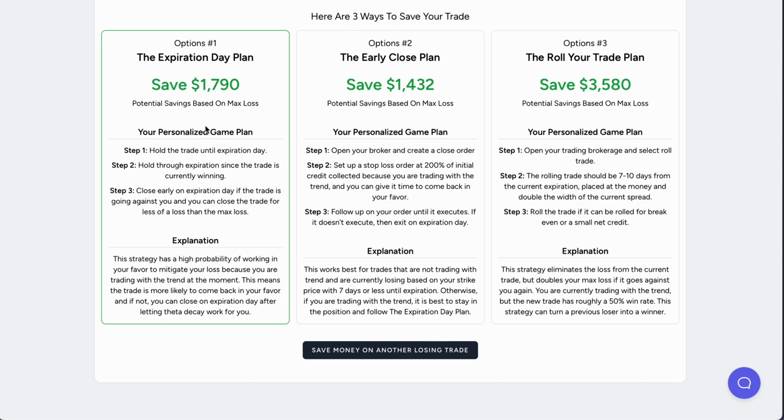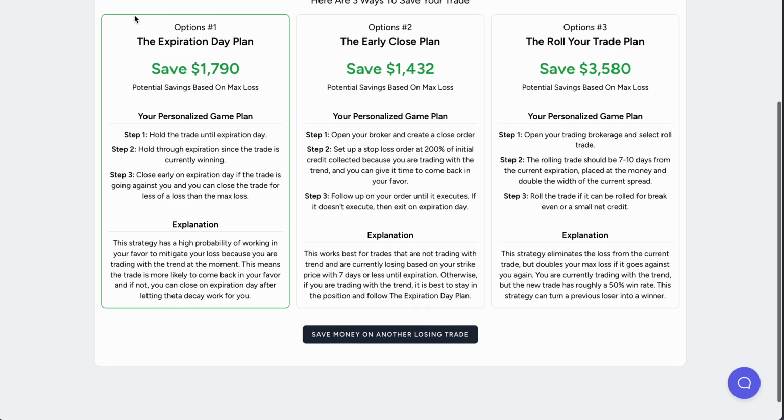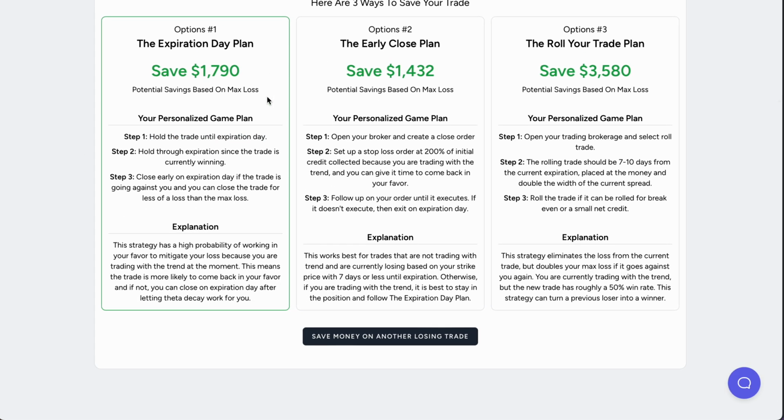Okay, so the expiration day plan. You're going to hold the trade until expiration day. This plan is highlighted because it's what's recommended for this trade, but essentially, if you have less than 7 days left in that trade, meaning the days until expiration for your current trade is less than 7 days, and it just crossed your strike price, it is best to hold that trade until expiration day.